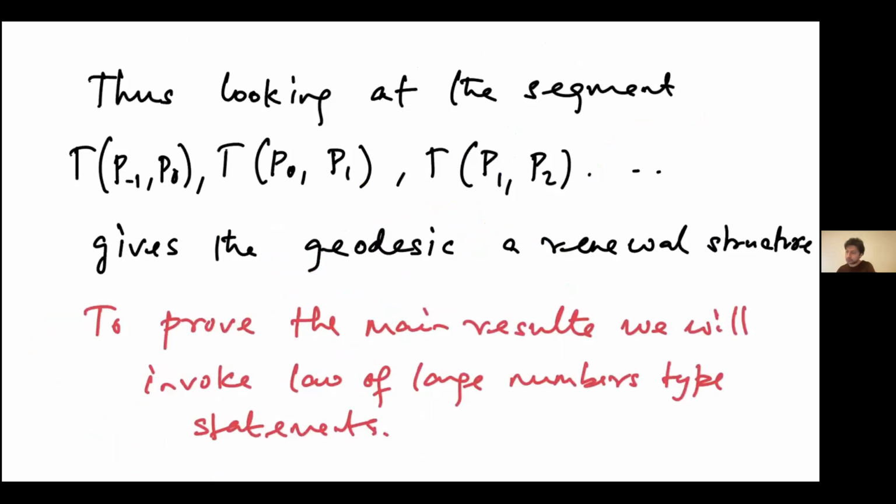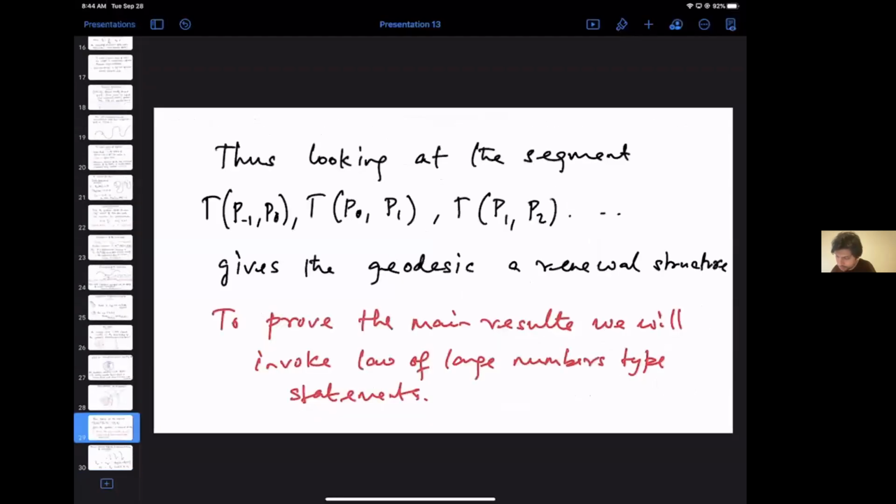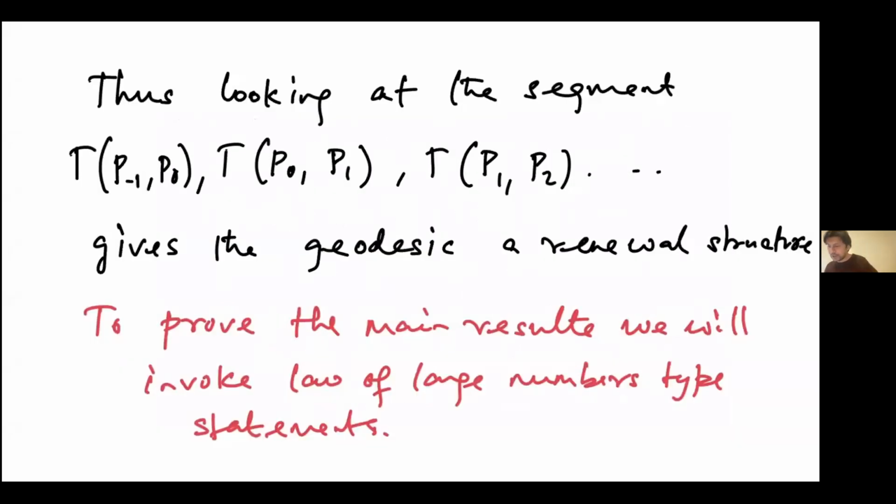And so in the previous picture, these P_i were these points of coalescence. If you look at this infinite geodesic, and now you look at the segments between consecutive coalescence points, that gives you some sort of a renewal structure to your geodesic. And again, because of scale invariance, these locally look exactly the same up to the scaling.